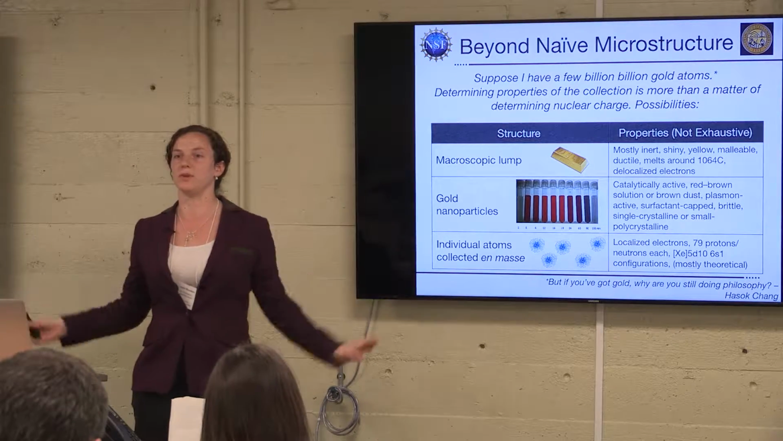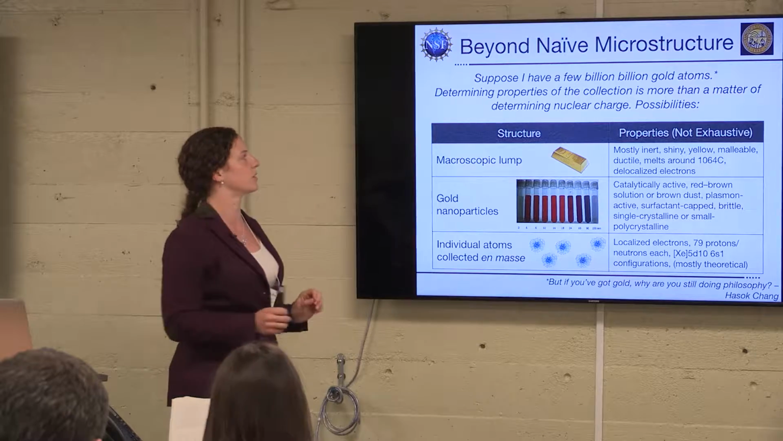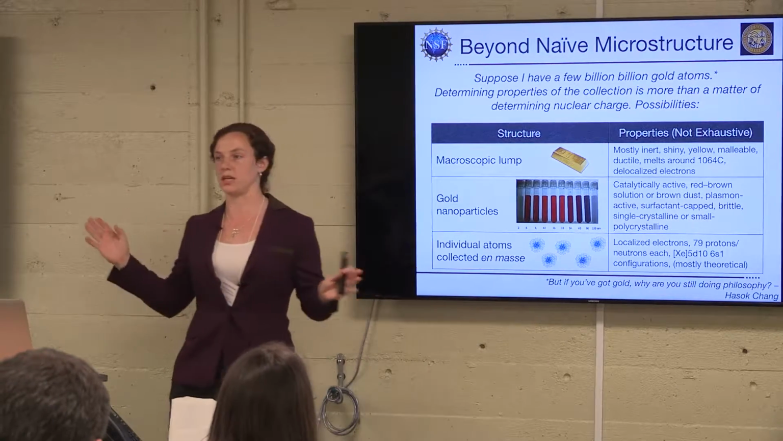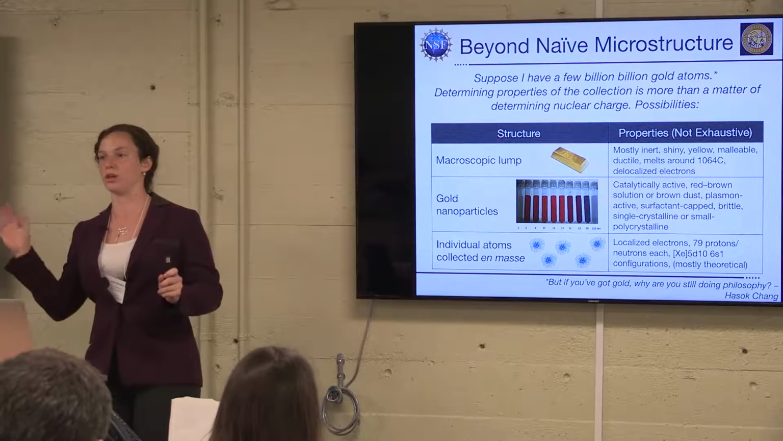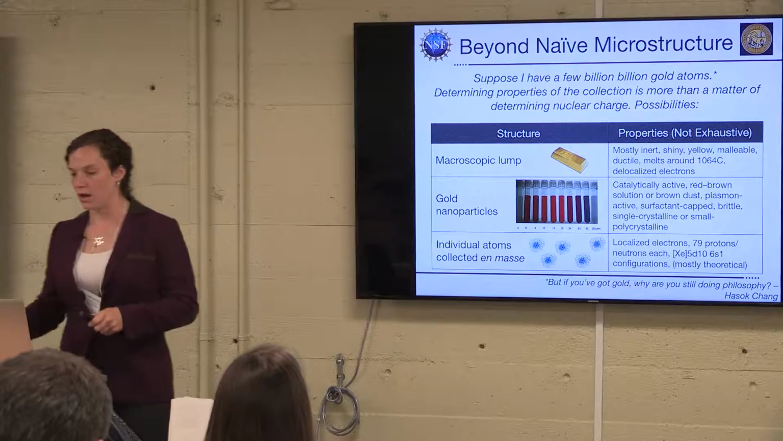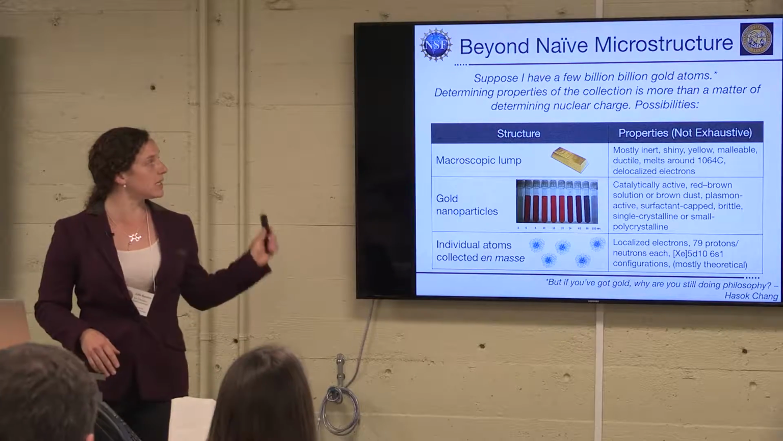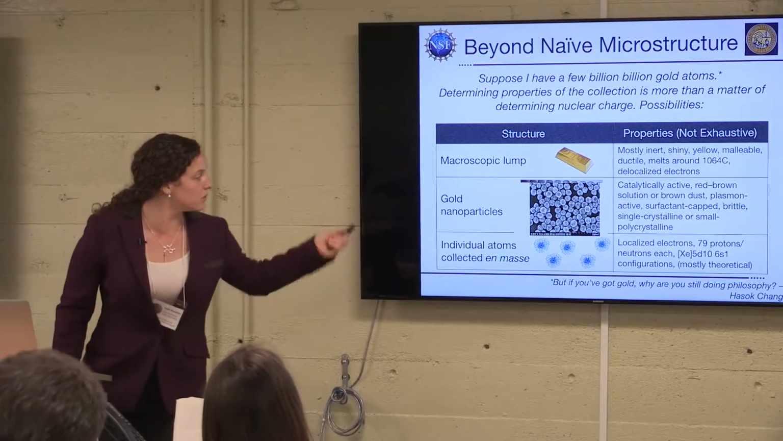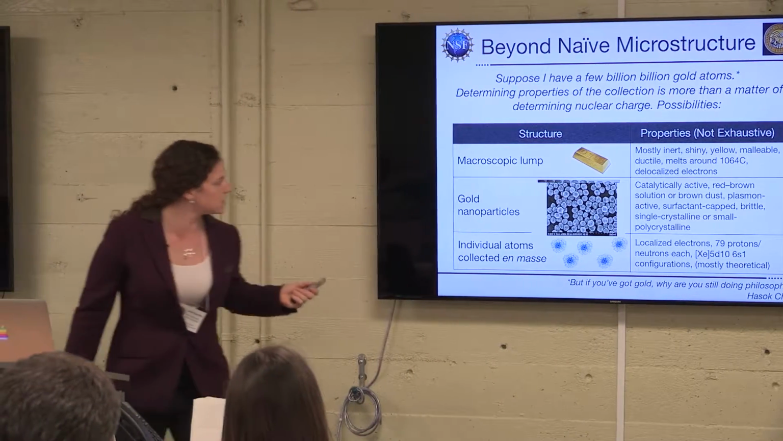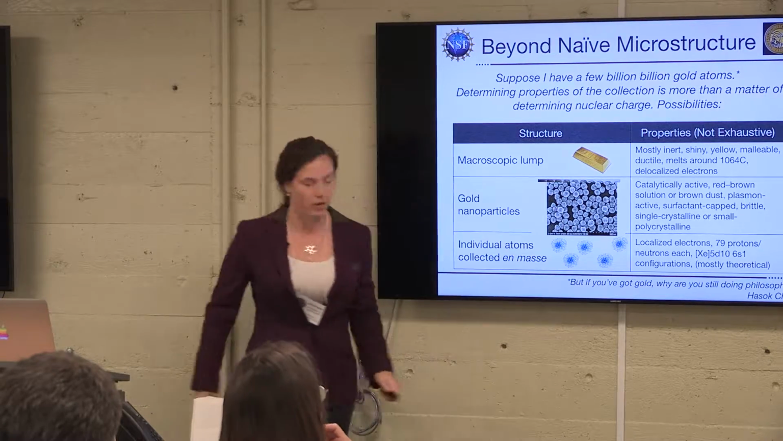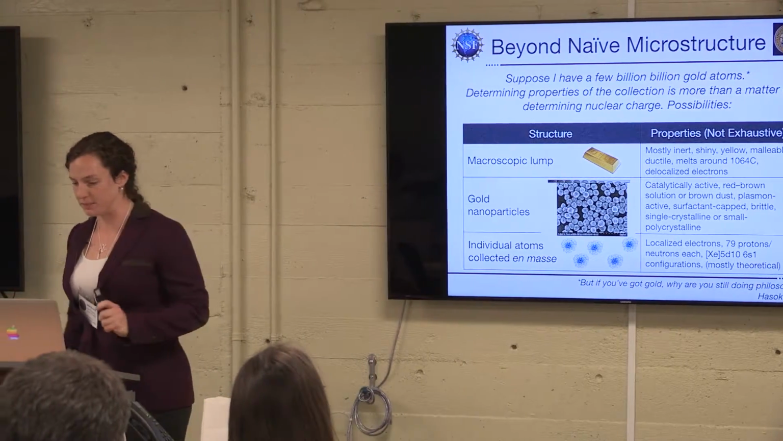So if we expand beyond our naive conception of microstructure, we find that we can't just associate a set of properties with nuclear charge and be done with our story. So that's sort of where I want to start with some of these things. Oh yeah, and I just have pictures of the gold nanoparticles zoomed in. This is our 500 nanometer scale bar, just so you can see them.